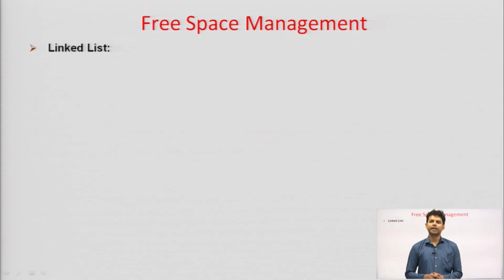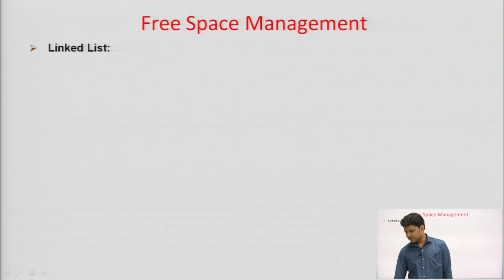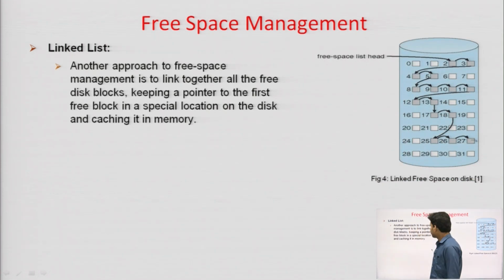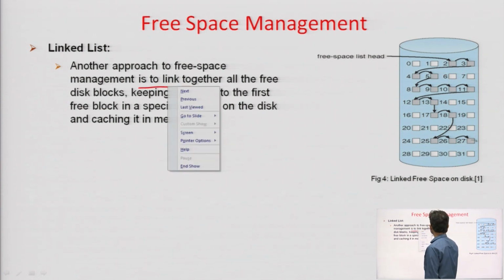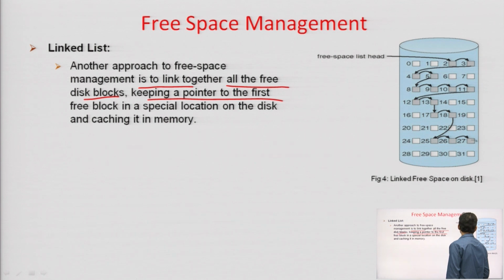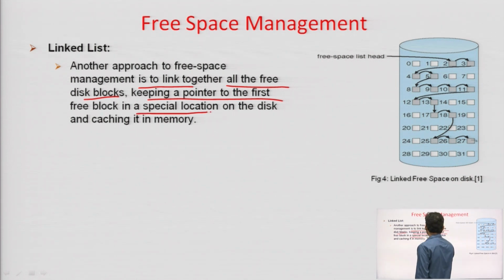Next method is your linked list method. So how can we manage the free space using this linked list? Another approach to free space management is to link together all the free disk blocks, keeping a pointer to the first free block in a special location on the disk and caching it in memory.